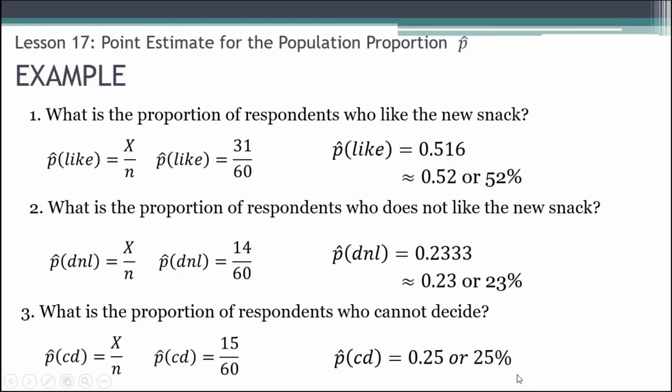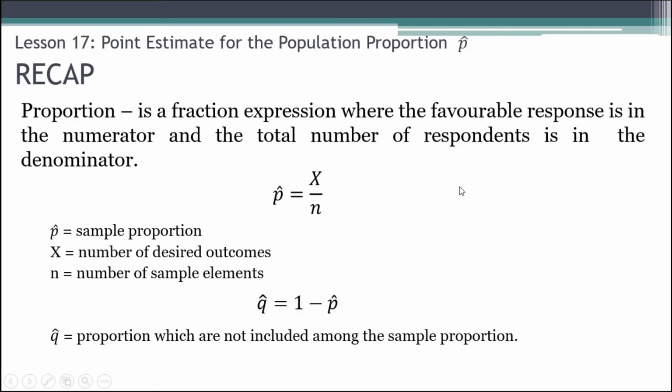Actually, nagre-represent ito ng proportion, yung percentage. Unlike dun sa, if you could recall our previous lessons, puro numerical value yung ginagamit natin. Unlike dito, percentage. Okay? Good.